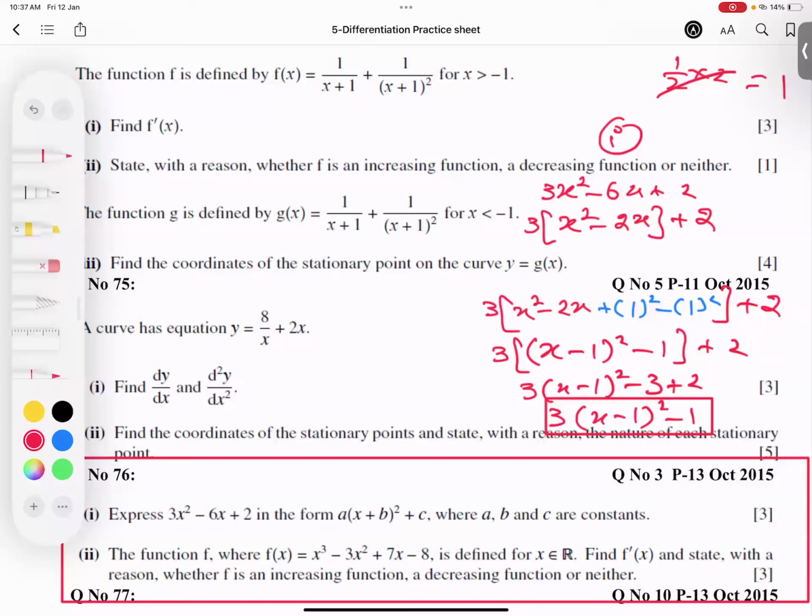So make sure 3 multiplies this bracket and 3 multiplies with the 1 also. Some students don't multiply 3 with 1. So make sure of this number. Okay, completing square done. So this first part is done.